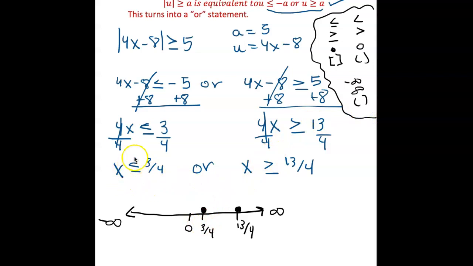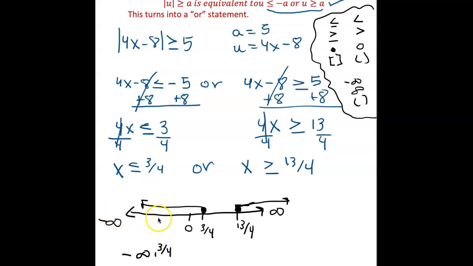Now we're going to read x is less than or equal to 3/4. All numbers less goes this way. And then x is greater than or equal to 13/4. Or all numbers greater go this way. So I don't really need to do my shading because you can already see where the arrows are going. And we're dealing with an OR statement, so we're going to go ahead and rewrite it using the proper symbols.